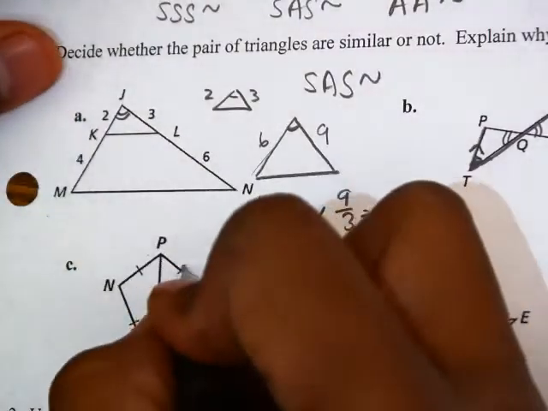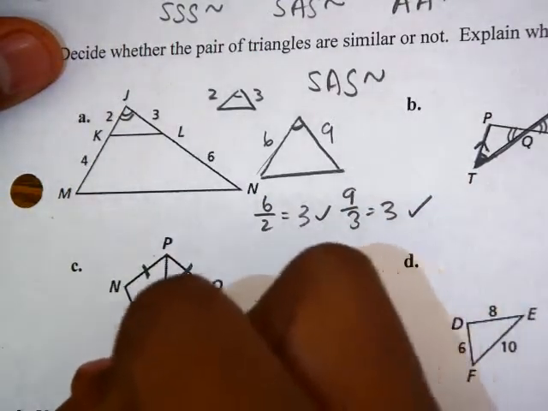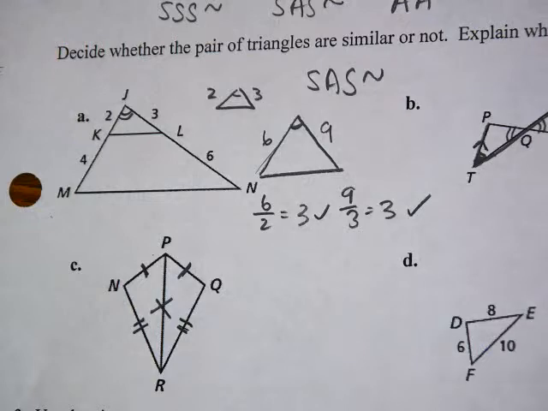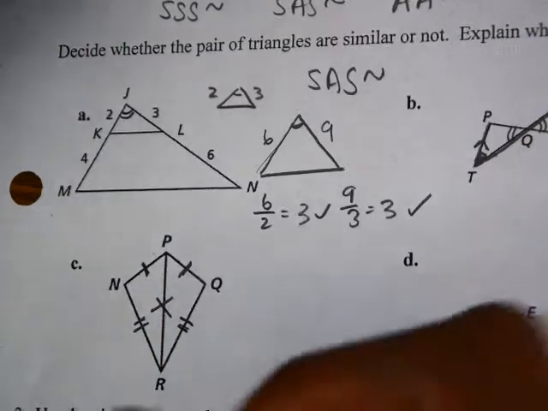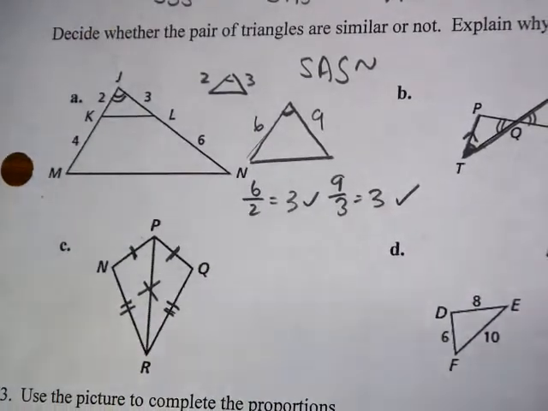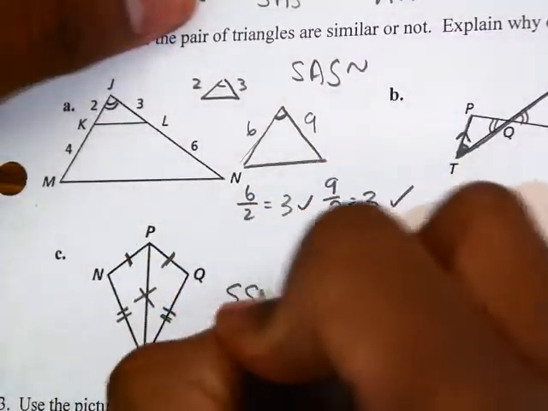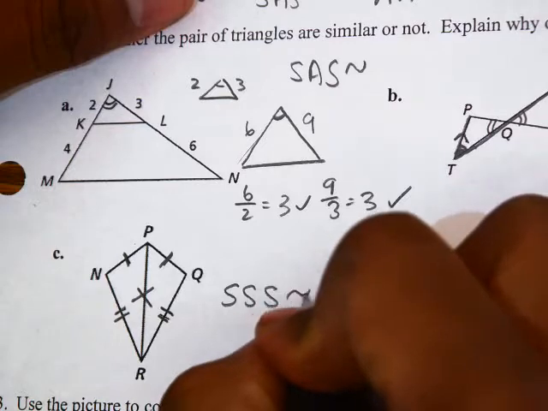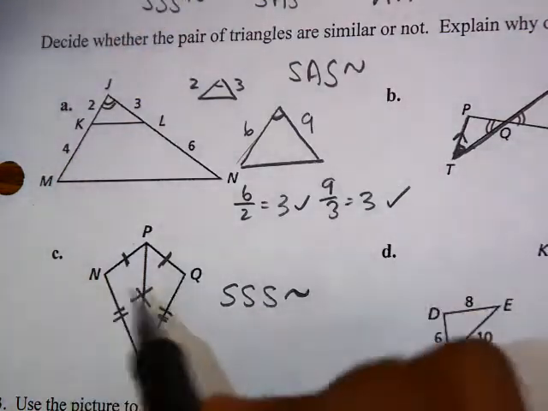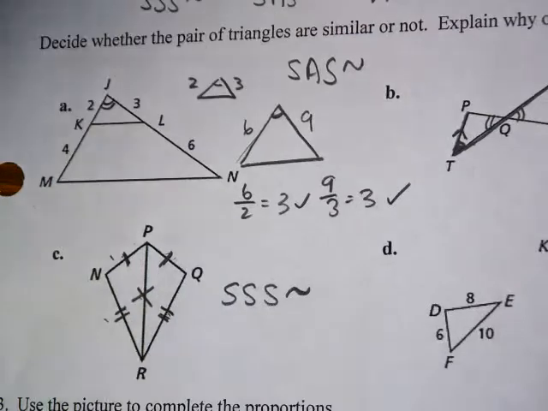For part C, this side is equal to this side is equal to that side, and PR is congruent to PR because of the reflexive property. So in fact, these triangles are similar, but even more so, they are actually congruent. They're actually equal to each other. So these triangles are similar because of SSS. They all have the same ratio, and the ratio is 1. Because that's the same, and that's the same.